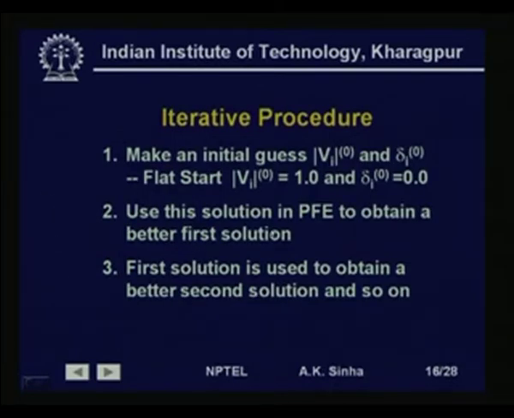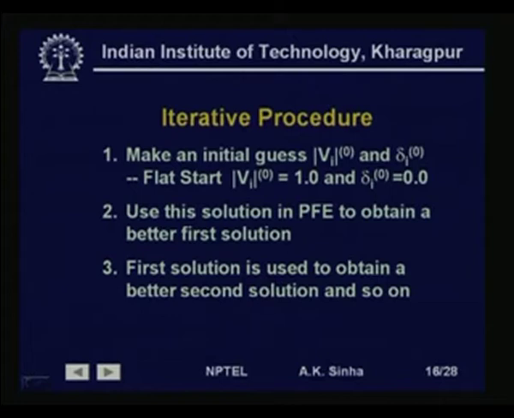Use this solution in the power flow equation to obtain a better first solution. After we have got this value, we can replace the old values by this value and again get a better estimate or a better solution. In this way, we will keep on iterating till we find that the solution has converged. That means the change in the value from the previous iteration to the next iteration is not very large, that is, there is hardly any change taking place.